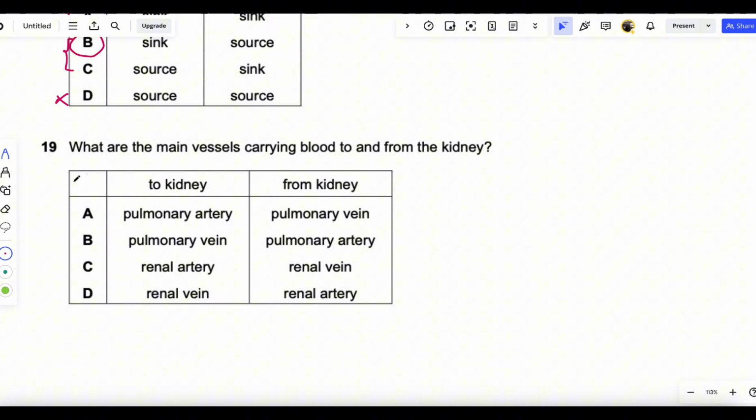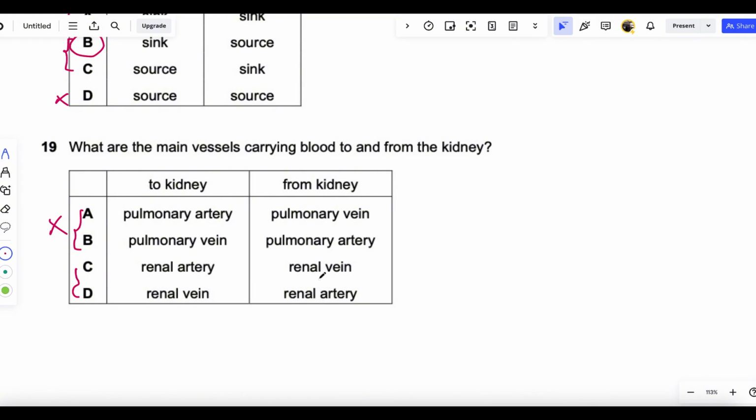So which eliminates A and B. So A and B are wrong. There is no pulmonary when you're discussing the kidney. So gone. Your options are C and D. We're going to pick the correct option from between C and D, right? So, what brings the blood to the kidney is the renal artery. Okay? This is different from the heart. You know, don't say, oh, because what takes the blood away from the heart is artery. So, it's artery, right? Yeah, it's artery.